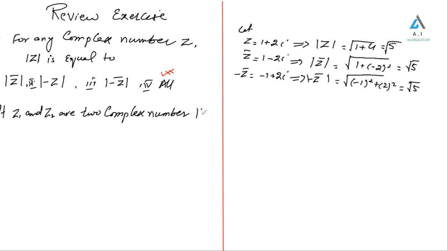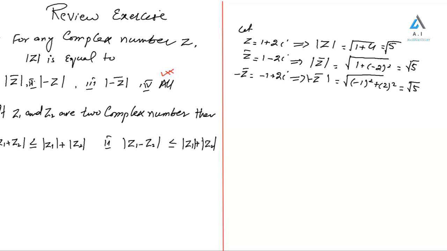then actually this one is the triangular property. Option 1: the mod of z1 plus z2 is less than or equal to the mod of z1 plus the mod of z2. Option number 2 is the mod of z1 minus z2 is less than or equal to the mod of z1 into the mod of z2.